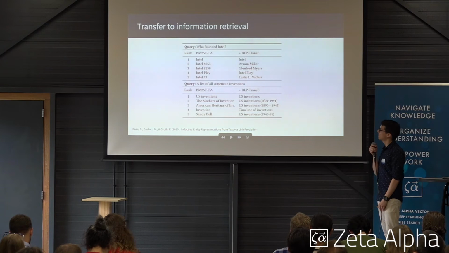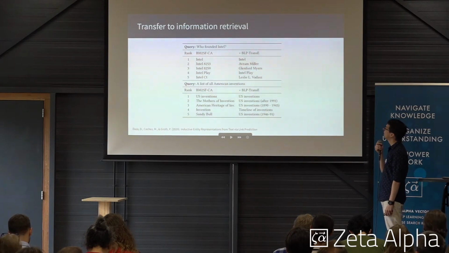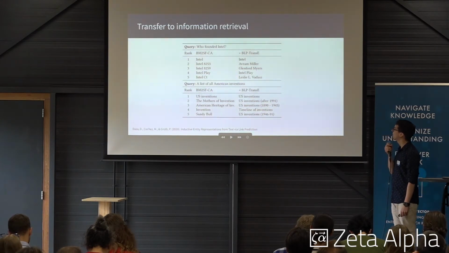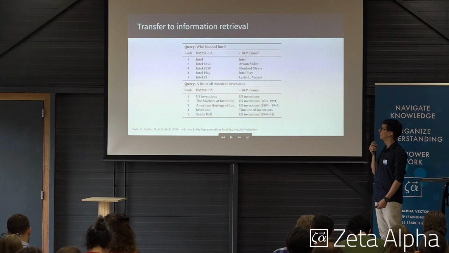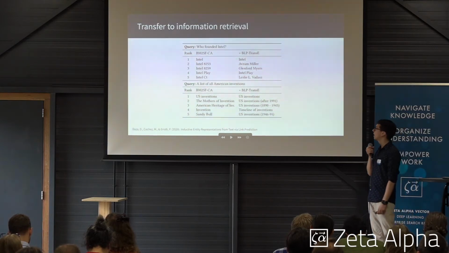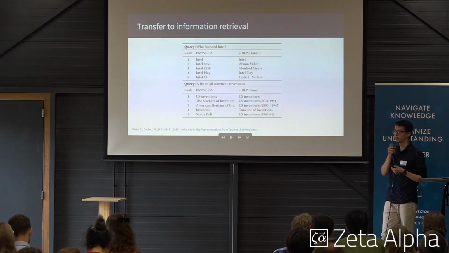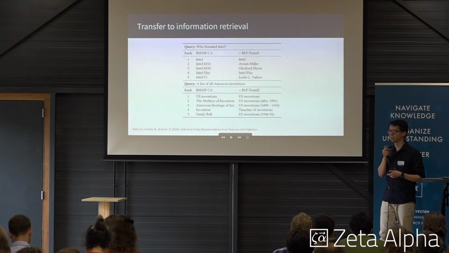So this is just a couple of examples to give you an idea. We have two queries. On the top, there is "who founded Intel", and then "a list of all American inventions". And we see that as expected, BM25 is relying a lot on the surface form, whereas after introducing BLP, we get more semantically related results.